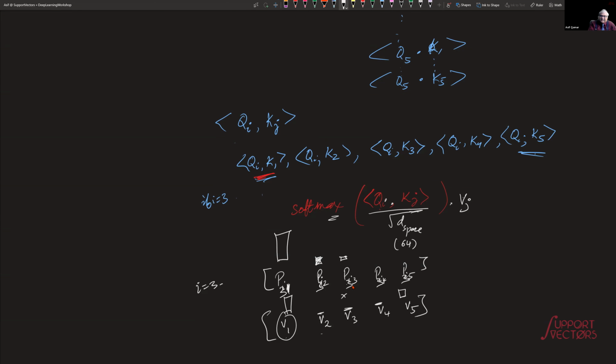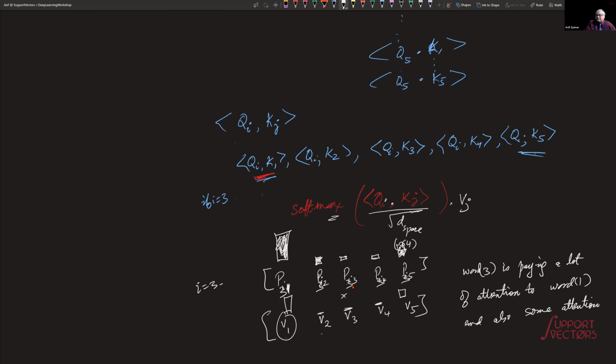This is a very small probability. This again is a big probability, reasonably big, right? But this P1 is... so what we say is that word 3 is paying a lot of attention to word 1 and also some attention to word 5, right? In the way we did this example, you would say that it is doing that.